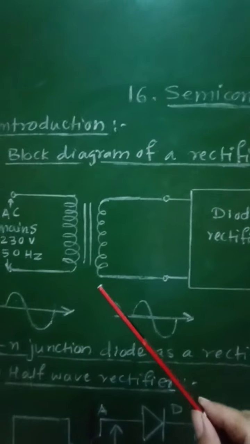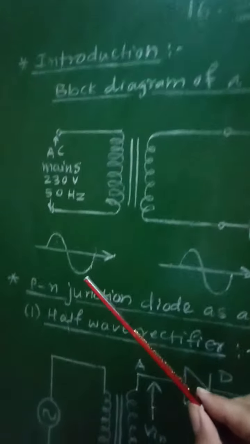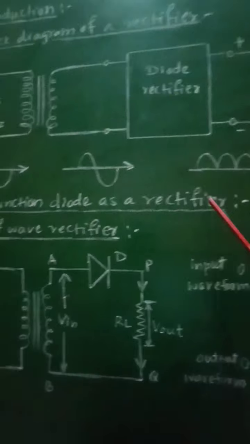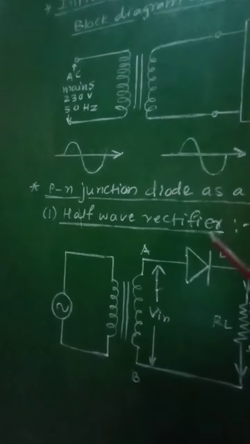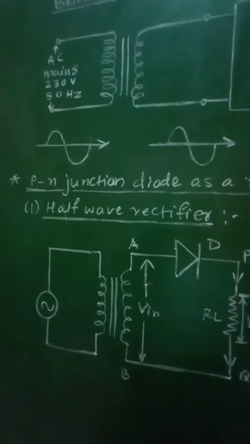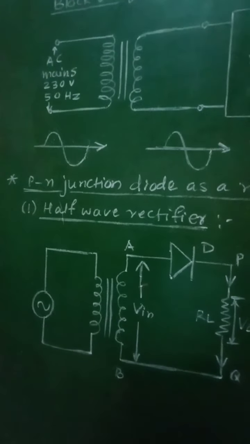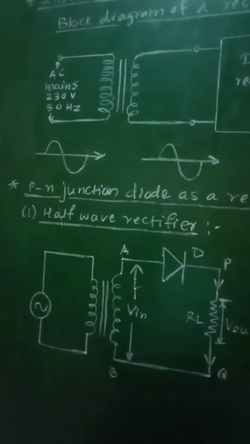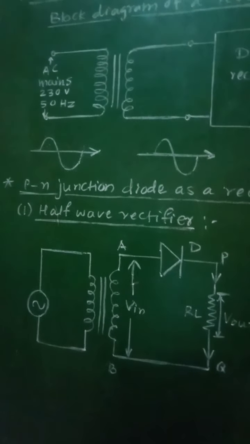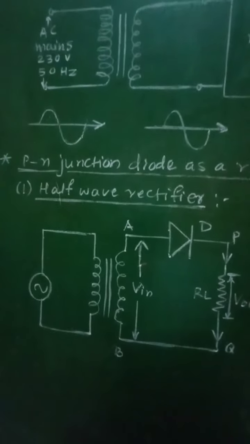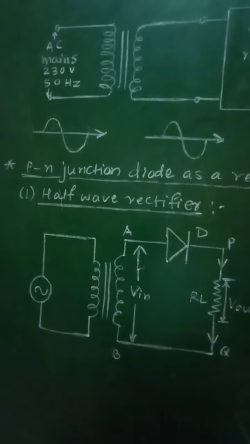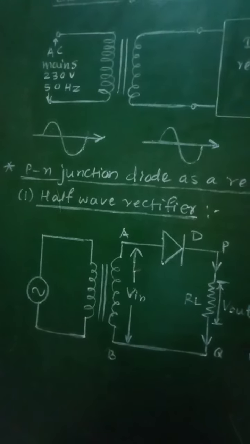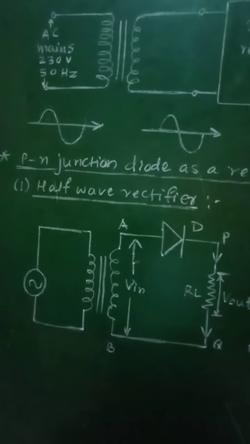Now let us see the next point, and that will be PN junction diode as a rectifier. The conversion of AC voltage into DC voltage is called rectification.